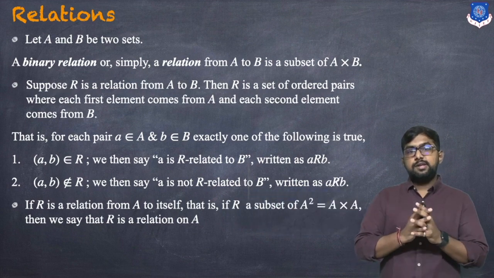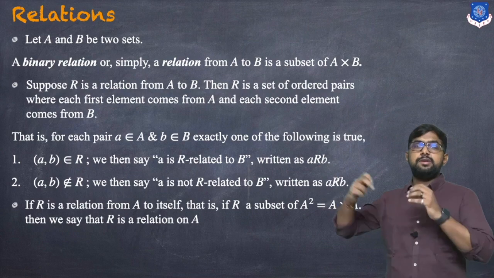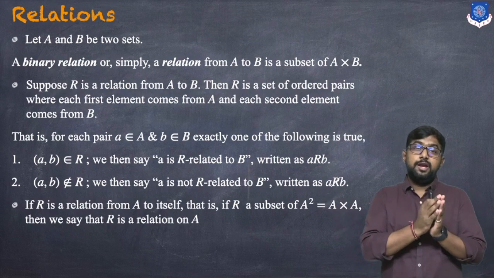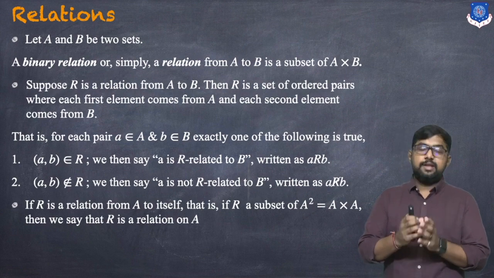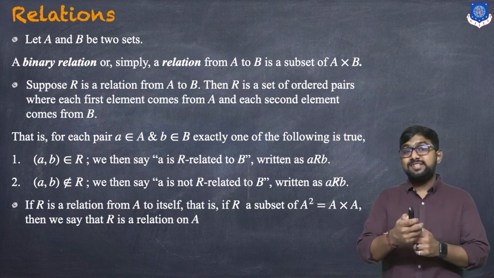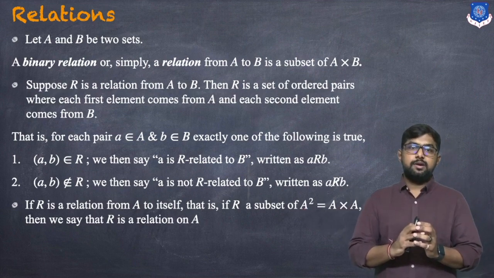Now if R is a relation from A to itself, here it was A to B, now suppose it is a relation from A to itself, then R is a subset of A cross A, and that is A squared. Then we can say that R is a relation on A. Simply, R is a relation on A.